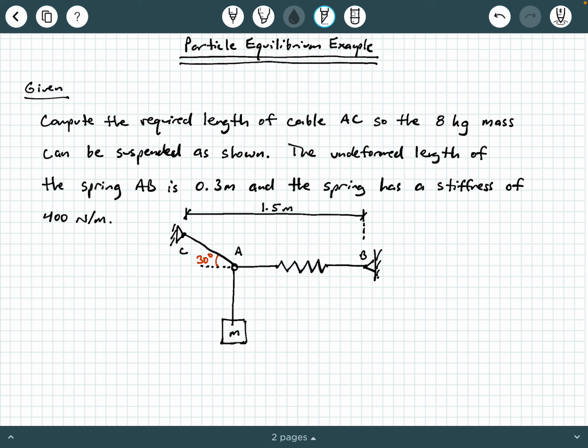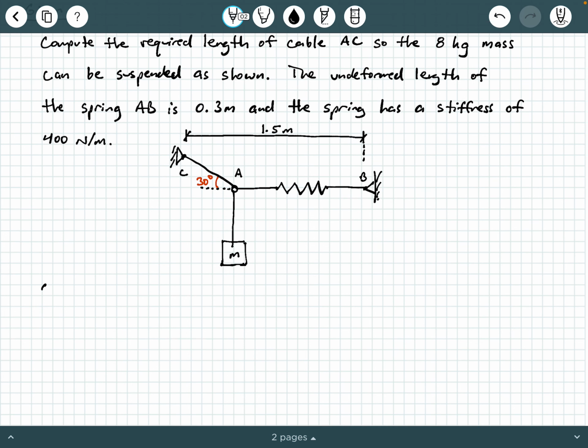To get started, what we really need to do is figure out what the forces are in each of these cables, AC and AB. Then we can relate the force in AB to the amount that this AB spring is going to stretch, and we'll eventually be able to piece together the solution to what we're being asked to solve for. So let's go ahead and write solution.